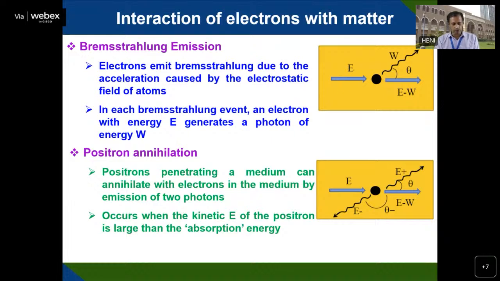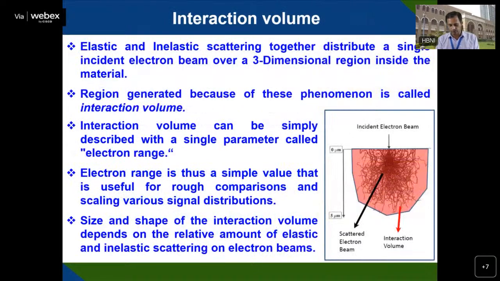In addition to that, positron annihilation also occurs. A positron penetrating a medium can annihilate with an electron, like the pair production where a positron and electron are produced. In positron annihilation, the positron interacts with the electron to form two photons. This occurs when the kinetic energy of the positron is larger than the absorption energy. In that case, annihilation takes place. So the positron and the electron annihilate, and you are able to get positron annihilation spectroscopy based on that technique.